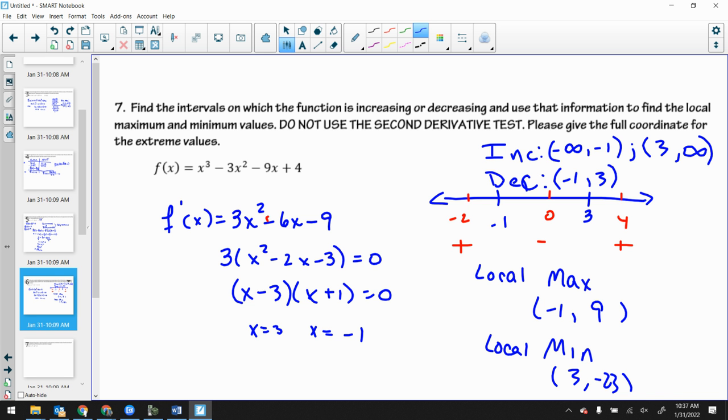Yes, sir? To find the y values, you put the x values of the local extremes into the original. You're just basically finding where that's happening on the graph. But for the number line, you're just testing to see whether on each side of this all points are increasing or decreasing. So you go to the derivative to do that.